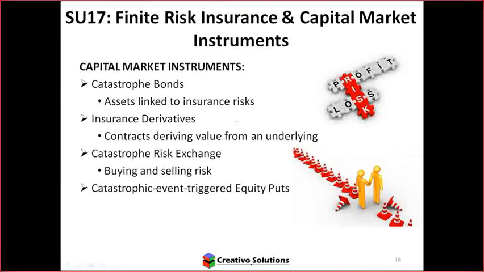The last bit over here is a note about capital market instruments. Have you ever heard of some of these things? Catastrophe bonds. No. Insurance derivatives. No. Catastrophe risk exchange. All of these are fancy products that the banks and the insurers create to help with generating a return for investors, and also to create a product for people wanting to take out those items.